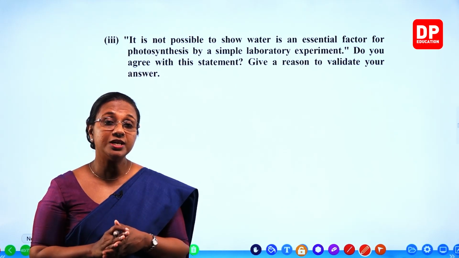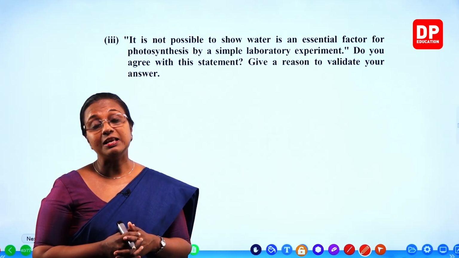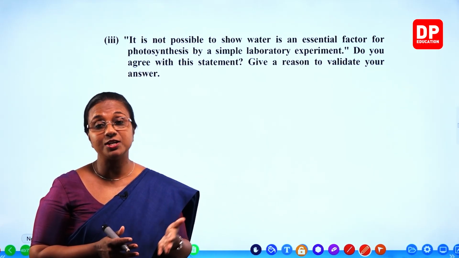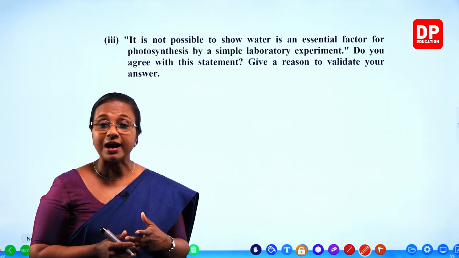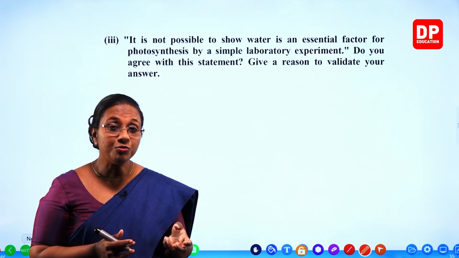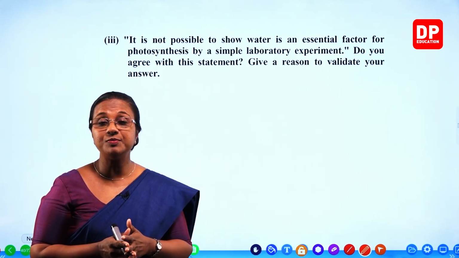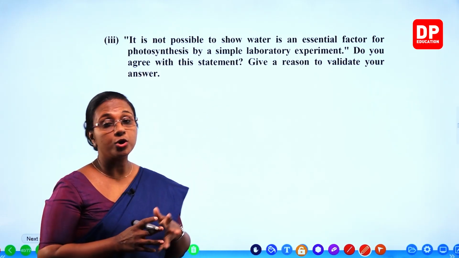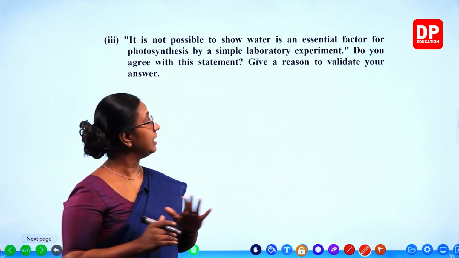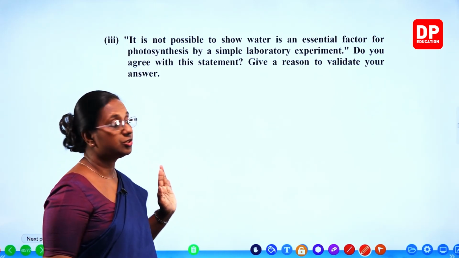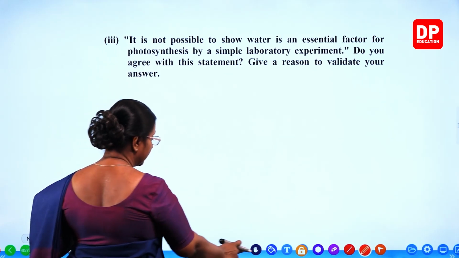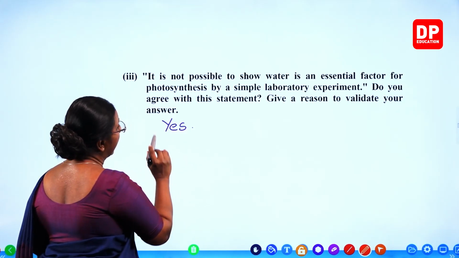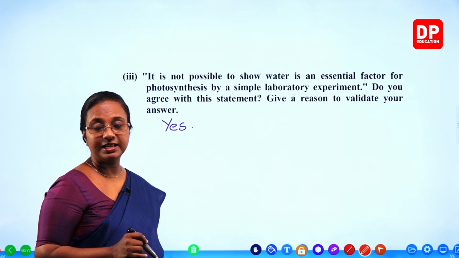But instead, you all know, students, they have the radioactive elements, isotopes of oxygen and hydrogen. You can use the radioactive water molecule and using that, they can detect and observe how the reaction occurs. By doing that, you can confirm that water is an essential factor, but normally in the laboratory, it is not possible to show that. So here we agree with the statement. So you have to say yes, and then you have to give a reason to validate your answer.